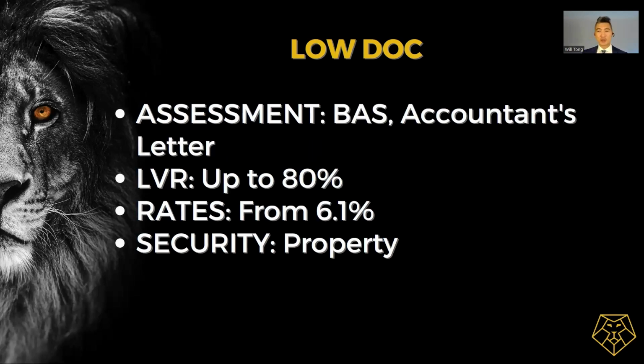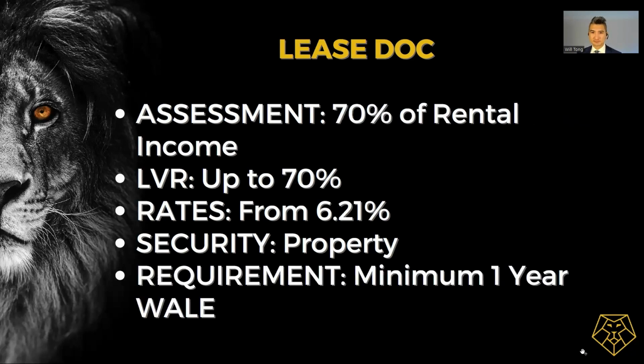The next one is a low doc. So again, similar to a residential low doc, the lender will require fewer documents to assess your borrowing capacity. So this could be your BAS statement or a letter from your accountant to verify your income. Some lenders will lend up to 80% on a low doc, and rates typically start from 6.1%, so a little bit higher. And again, the lender will use the property that you're purchasing as security for the loan.